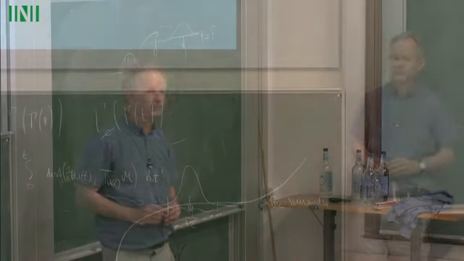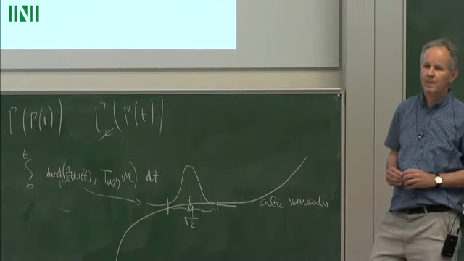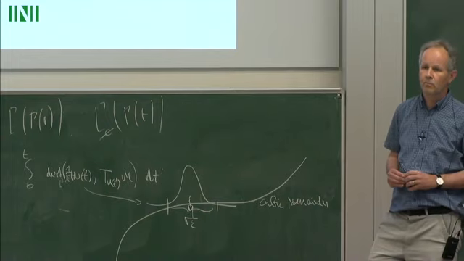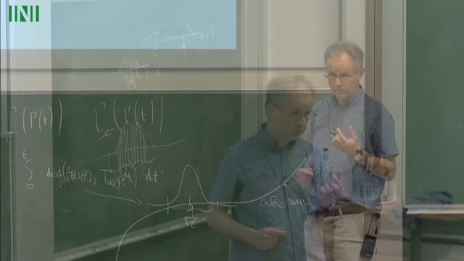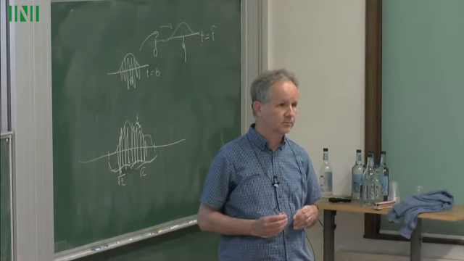I have another question. Do you need the second mixed derivative of the potential in this scheme? I need a Hessian of the potential. The Hessian of the potential, yeah.